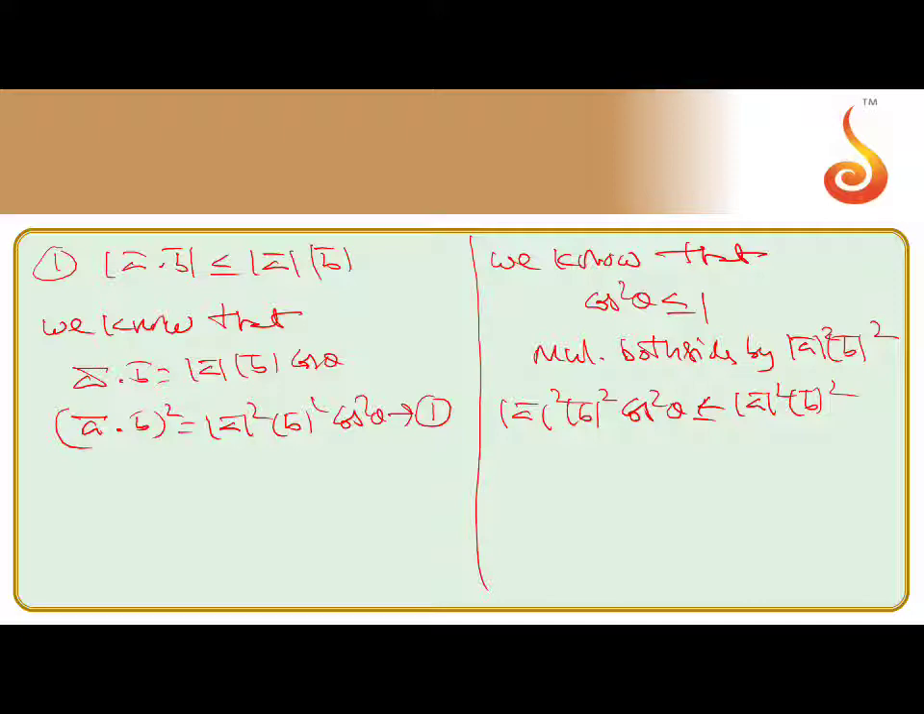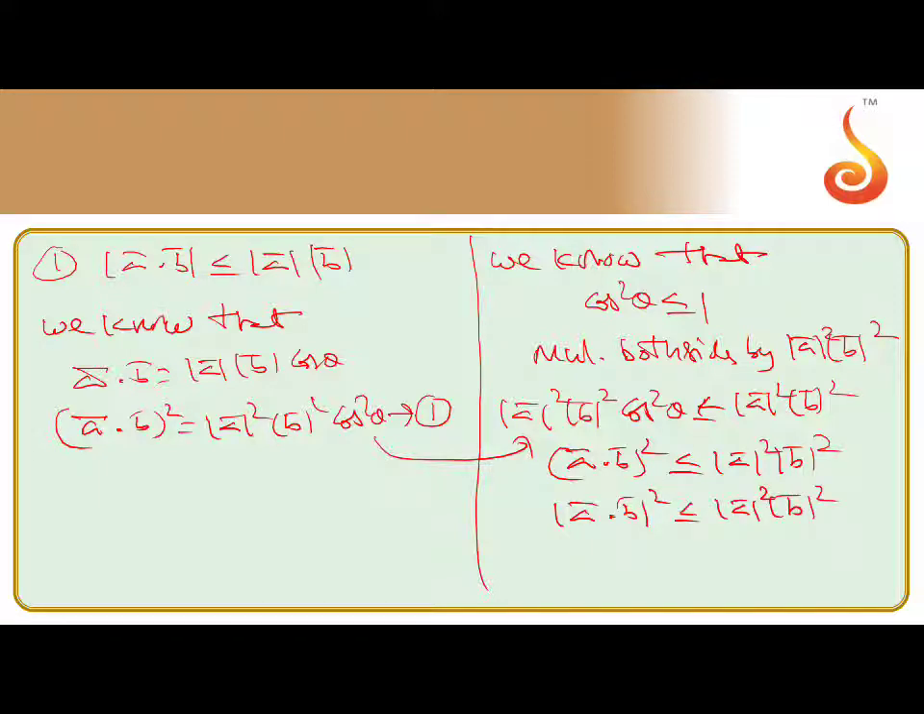From equation 1, a dot b the whole square is less than or equal to magnitude of a square, magnitude of b square. This is nothing but magnitude of a dot b whole square. Square and magnitude are the same. Now you can take the square root on both sides. Magnitude of a dot b is less than or equal to magnitude of a into magnitude of b. This is called the Cauchy-Schwarz inequality. So that's the first one. The next one can be proved in the same manner.